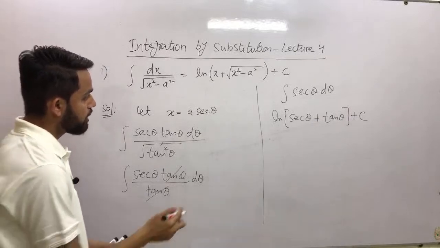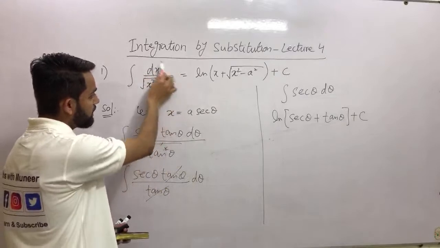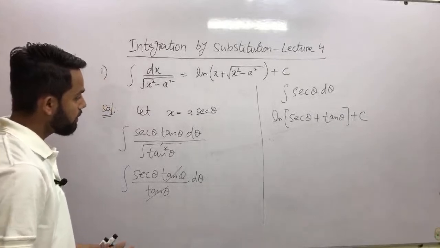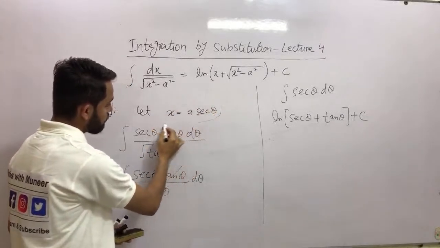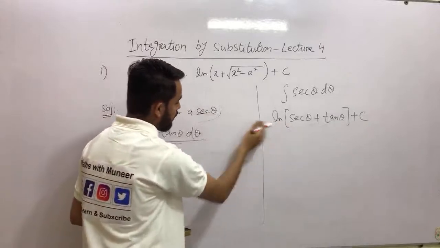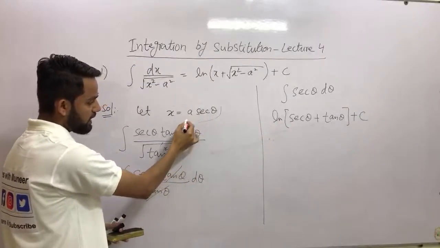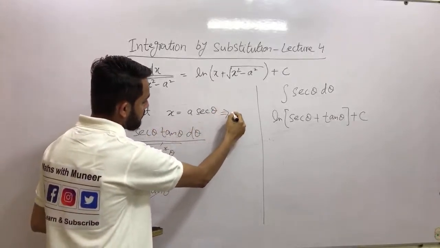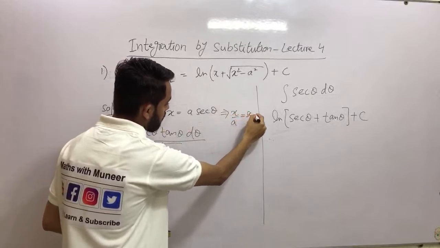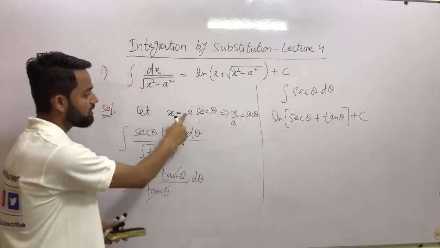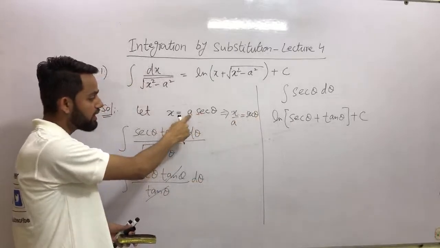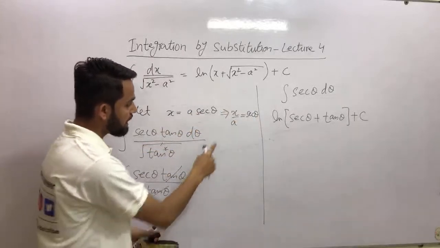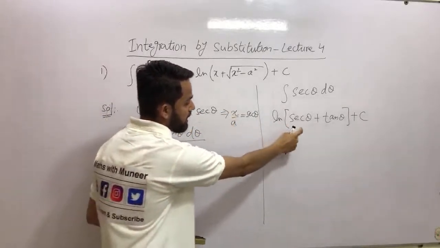Now when you are evaluating this integral, this should be equal to this thing. By taking this substitution, we are going to plug in these values over here. If I move this a to the other side, I can write x over a equals secant theta. a is multiplying with secant theta, so once you move it to the other side it divides, and it would be x over a equals secant theta.